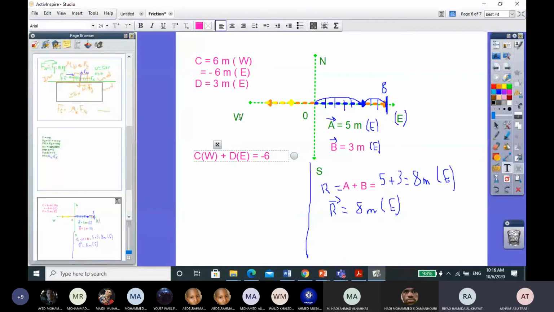Okay. So minus 6 plus or minus 3? Plus 3, because the 3 is in the positive east direction. Can you see here, guys? D is to the east, so it is in the positive direction. So minus 6 plus 3, it will be what? Negative 3. Excellent. So it's negative 3.